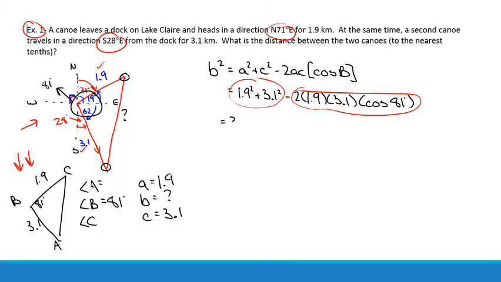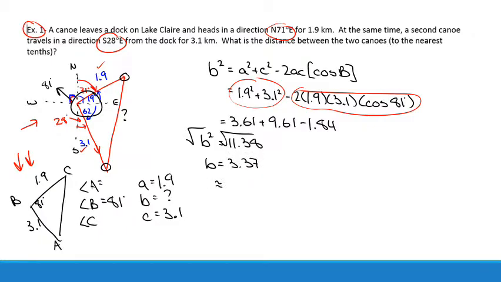So 1.9 squared ends up being 3.61. 3.1 squared ends up being 9.61. And when I multiply the negative 2 times 1.9 times 3.1 times cos 81, I end up getting a really small number, 1.84. Be sure your calculator is on degrees when you're working with this. All right, when I add that up, I end up getting 11.38. Now remember, that's B squared. I want B, so I take the square root of that. B ends up being 3.37.